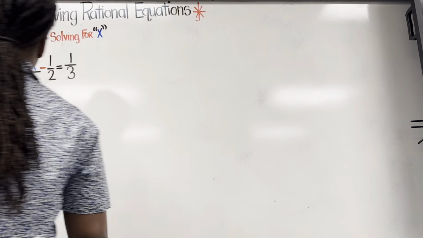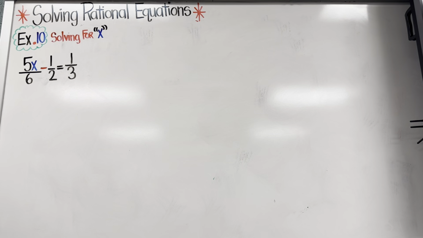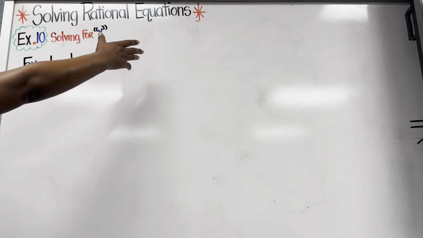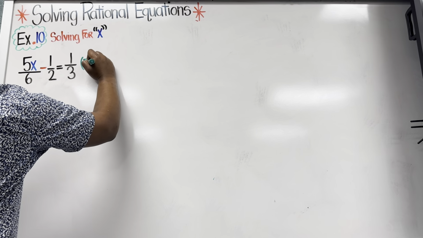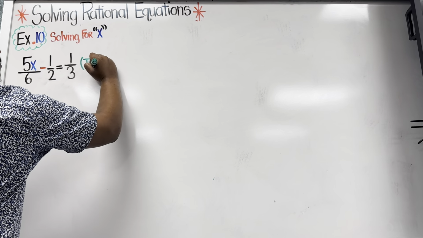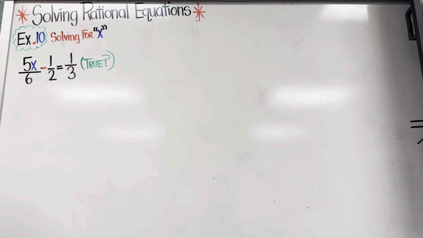Today, guys, I want to go over example 10 of how to solve rational equations, where we're solving for the value of x that will make this whole equation true. We're trying to figure out what the value of x can be to make this whole equation true. That's what we're trying to find out, guys. What is the value of x that will make this whole equation true?